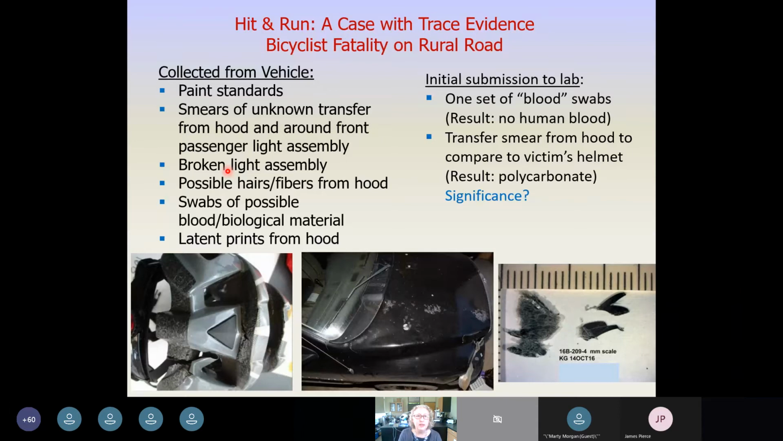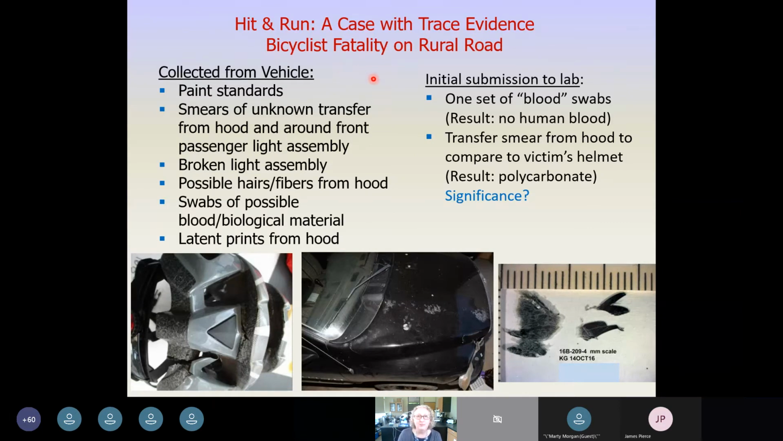And then possible hairs and fibers were collected from the hood. Swabs of possible biological material, including blood, was taken from the damaged quarter area. And then some latent prints were collected from the hood as well. But as you know, we often triage evidence and we don't allow you to send it all in all at once.